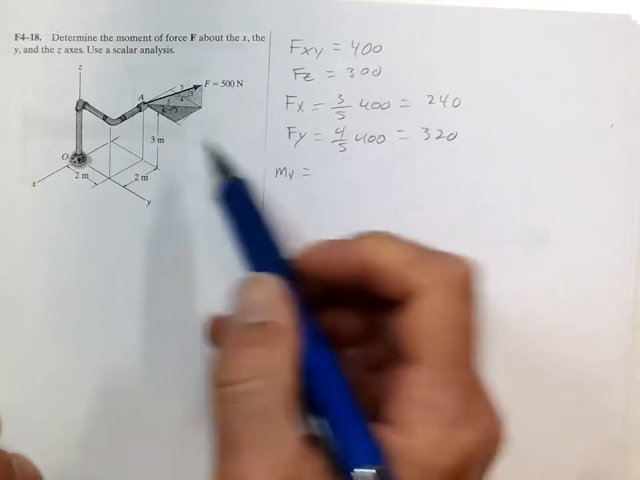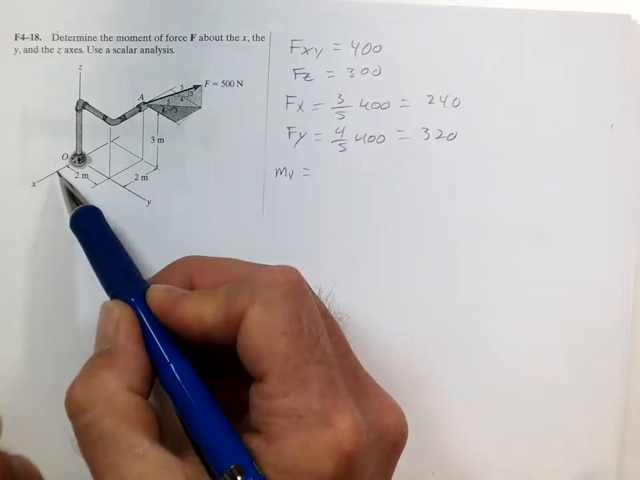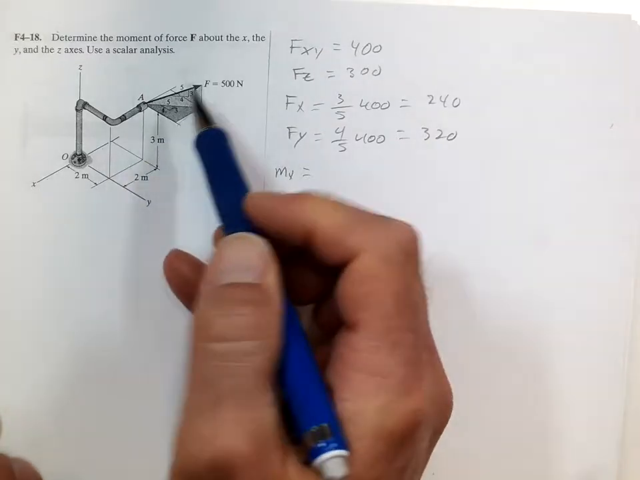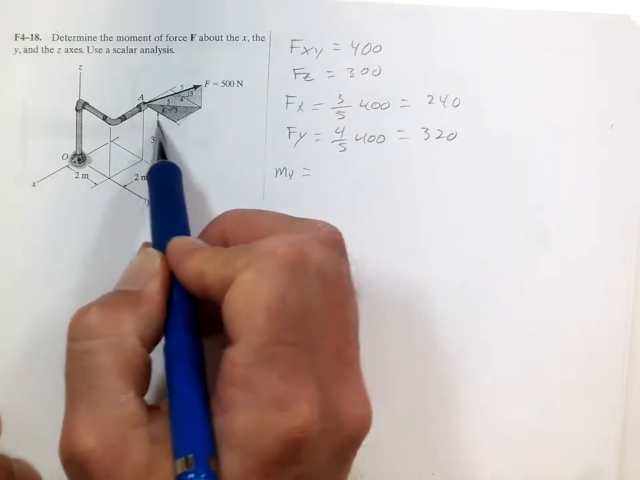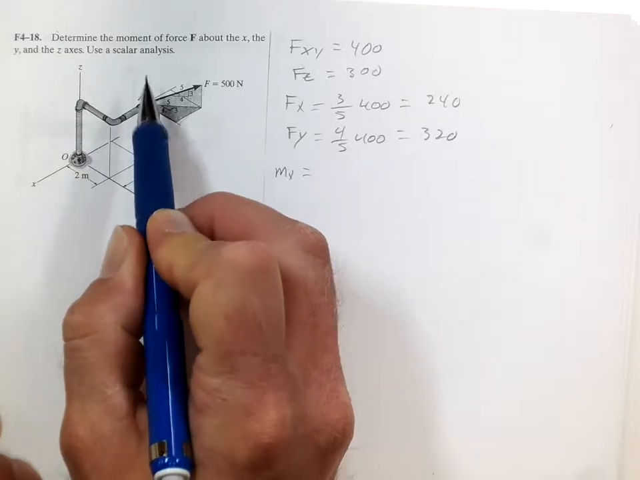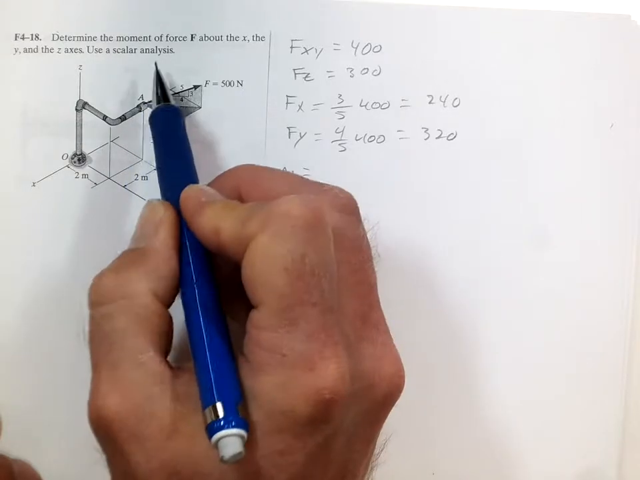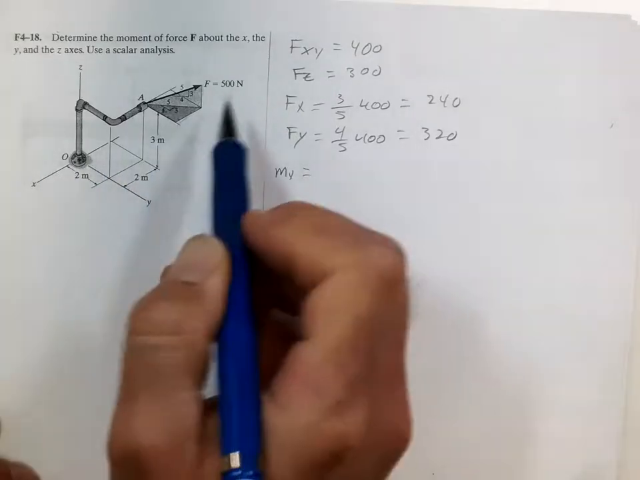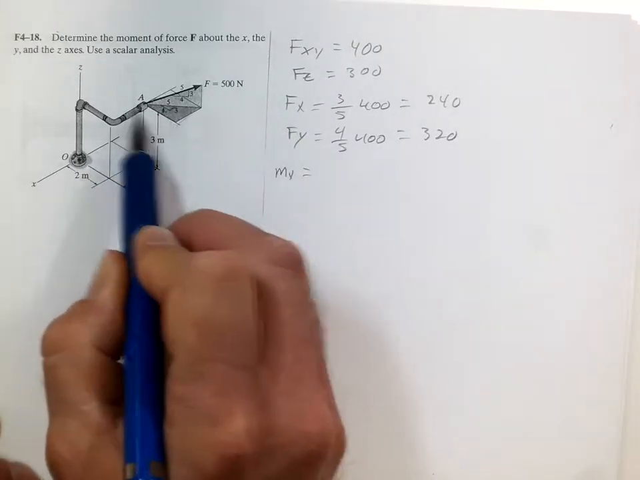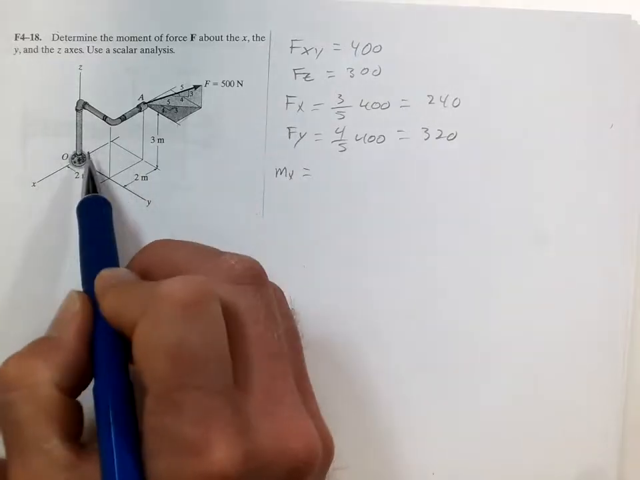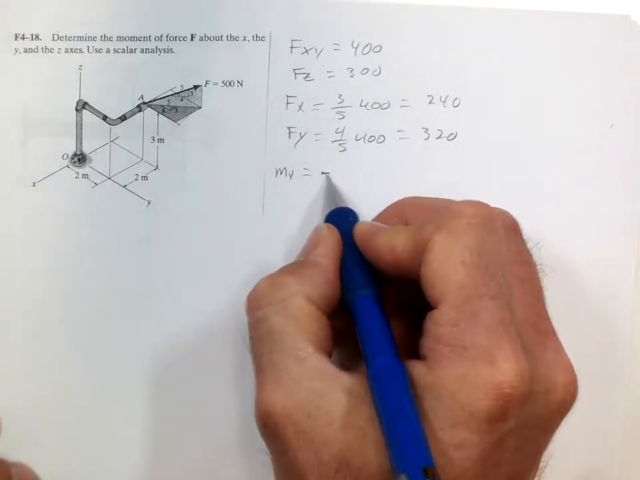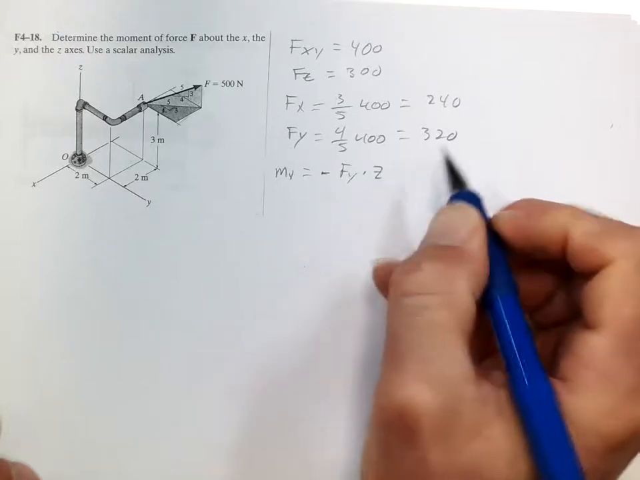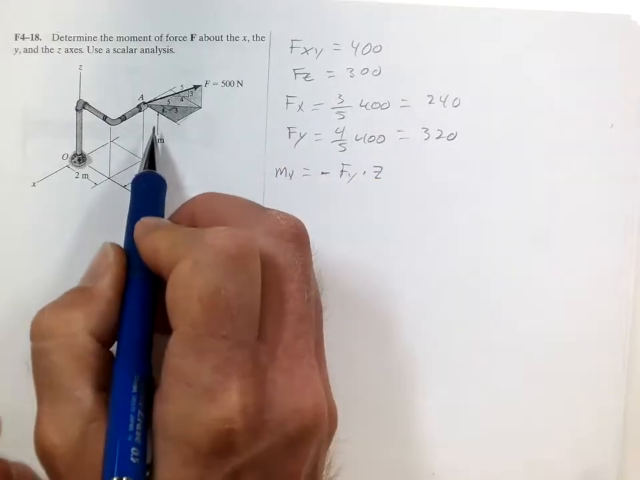So now to do the moment in the x direction, let's look at what of these three components will cause rotation or moment about the x. I guess not actual rotation, but could. So we have a z component. If the z is going up, it will cause rotation about the x. Also, the y component will cause rotation about the x. So let's say negative Fy times the z component will cause rotation.